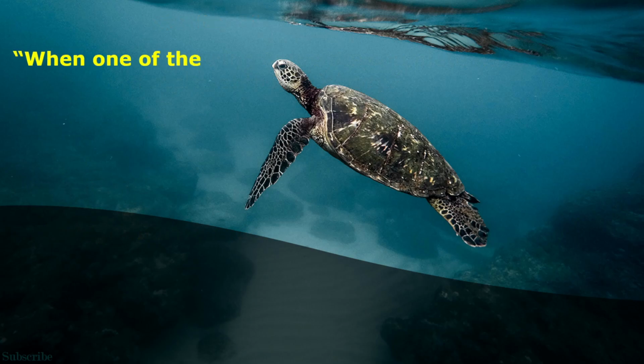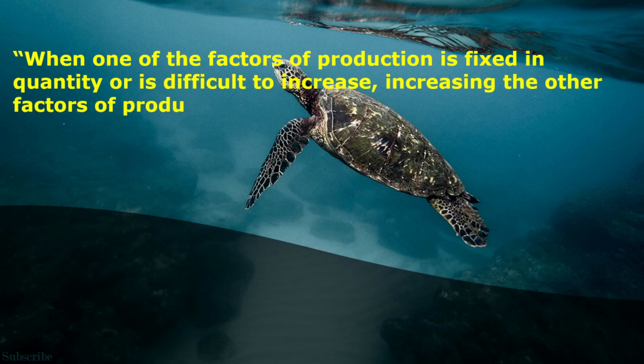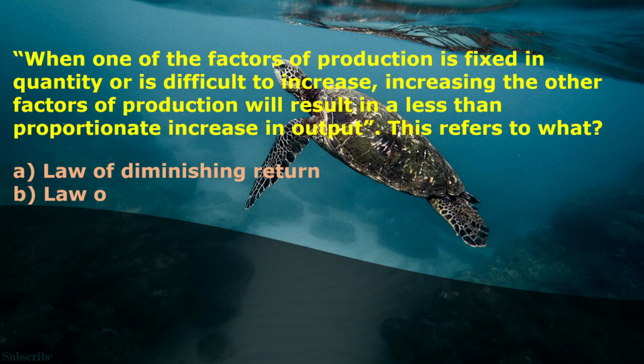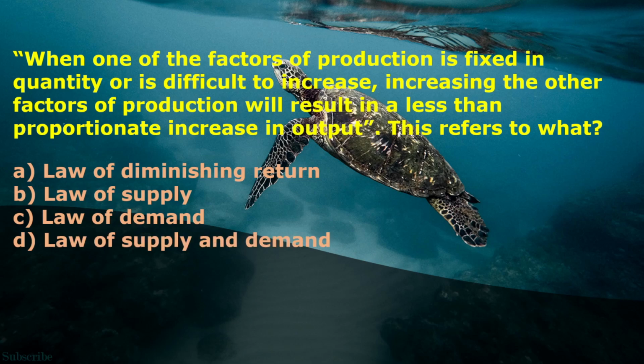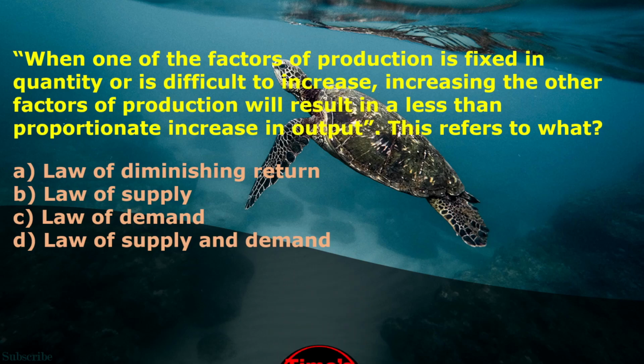Question number 27. When one of the factors of production is fixed in quantity or is difficult to increase, increasing the other factors of production will result in a less than proportionate increase in output. This refers to what? A. Law of diminishing return. B. Law of supply. C. Law of demand. D. Law of supply and demand. The correct answer is letter A, law of diminishing return.